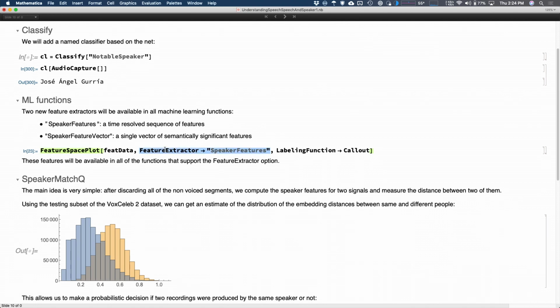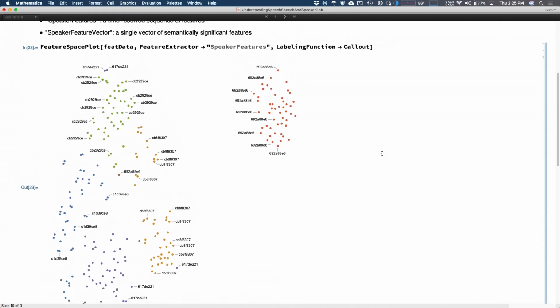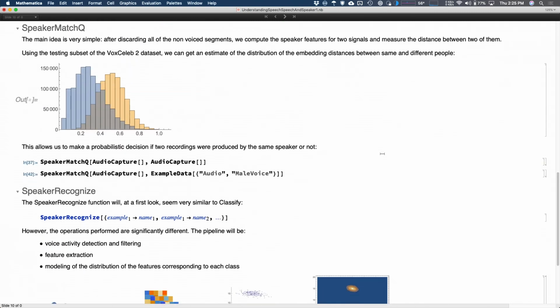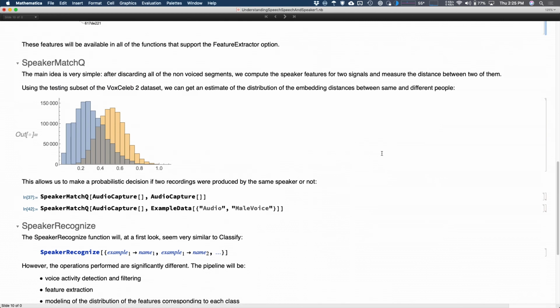And this works like the notable person classifier for images. Well, at least it's supposed to work. I have no idea who this is. Excellent. Thank you very much. I see.